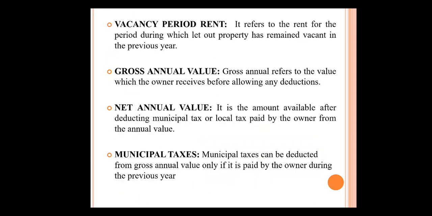Then vacancy period rent. It refers to the rent for the period during which let out property has remained vacant in the previous year. Then gross annual value. Gross annual value refers to the value which the owner receives before allowing any deductions. Then net annual value. It is the amount available after deducting municipal tax or local tax paid by the owner from the annual value. Then municipal taxes. Municipal taxes can be deducted from the gross annual value only if paid by the owner during the previous year.